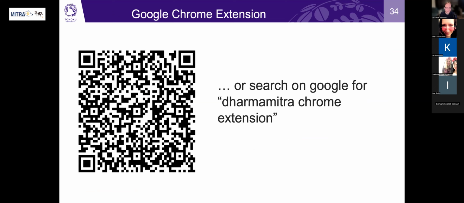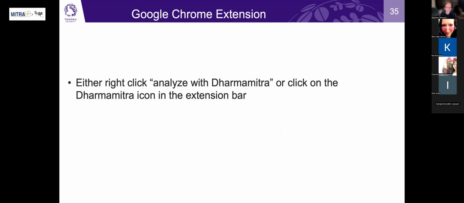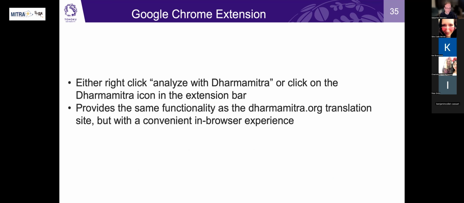Lastly, the Mitra browser extension. In order to find it, you can Google for Dharmamitra Chrome extension. We also have a Firefox extension. It basically enables you to mark a piece of text, and with a right click choose Analyze with Dharmamitra, or use the small Dharmamitra icon in the extension bar. When you click on that, you will get the translation within your web browser. It mainly provides the same functionality as the dharmamitra.org translation website, but gives you a convenient in-browser experience. So it is in a way very easy to integrate.